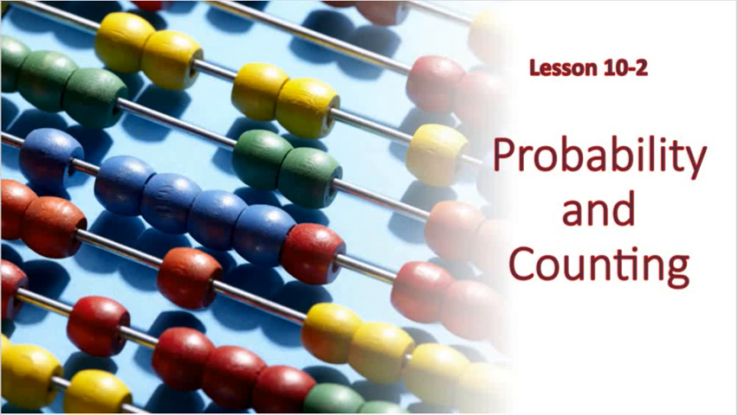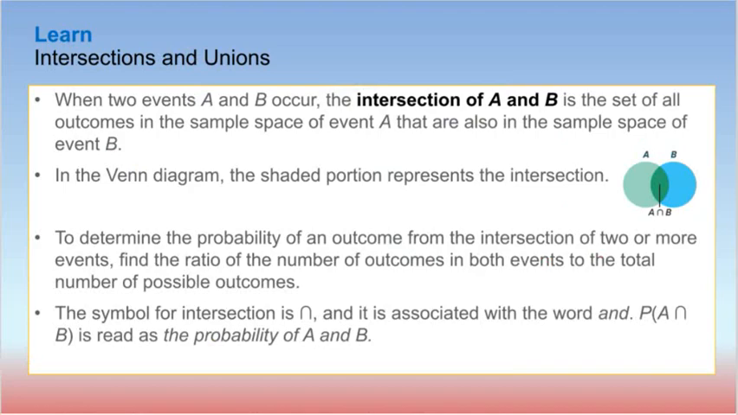Lesson 10-2, Probability and Counting. When two events A and B occur, the intersection of A and B is the set of all outcomes in the sample space of event A that are also in the sample space of event B. So if you think about a Venn diagram, it's the overlapping parts. So in the picture, the intersection part would be right here, that dark green section.